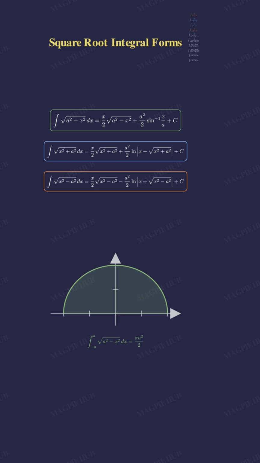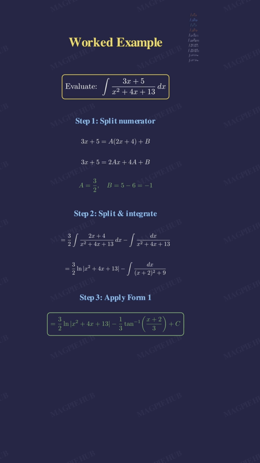Let's work through an example. Evaluate the integral of 3x plus 5 over x squared plus 4x plus 13 dx. Step 1. Split the numerator. The derivative of x squared plus 4x plus 13 is 2x plus 4. Write 3x plus 5 as A times 2x plus 4 plus B, comparing coefficients, 2A equals 3, so A equals 3 halves. And 4A plus B equals 5, giving B equals minus 1.